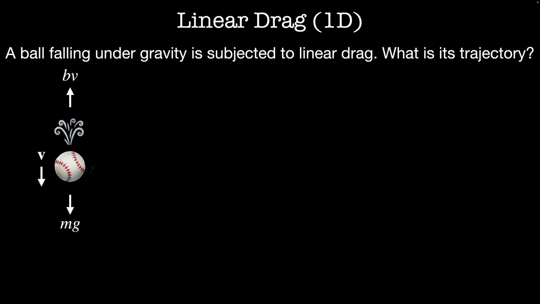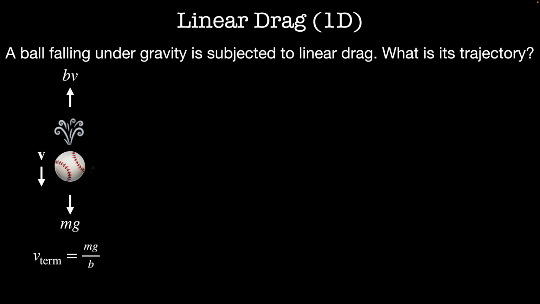From the statement of the problem, the ball is moving downward, and we know that the direction of the drag force must oppose the direction of motion. When the gravitational and drag forces are balanced so that the ball feels no net external force, it travels at a constant speed, which we call terminal velocity, which is given by mg divided by b.